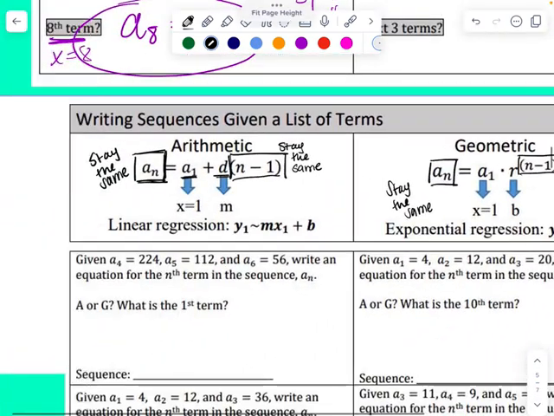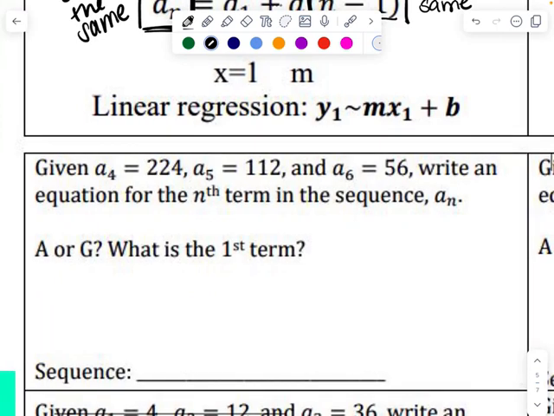So if I'm looking at example 1, given A4 equals 224, and then A5 equals 112, and A6 equals 56, write the equation for the nth term and the sequence an. So that just means write the general equation. Okay, so I've got to figure out, is this A or G? Well, if I'm going from 224 to 112, and then 112 to 56, or kind of if I'm going backwards, if I'm going from 56 to 112 and 112 to 224, I should be able to figure out that this is really being divided by 2 each time.